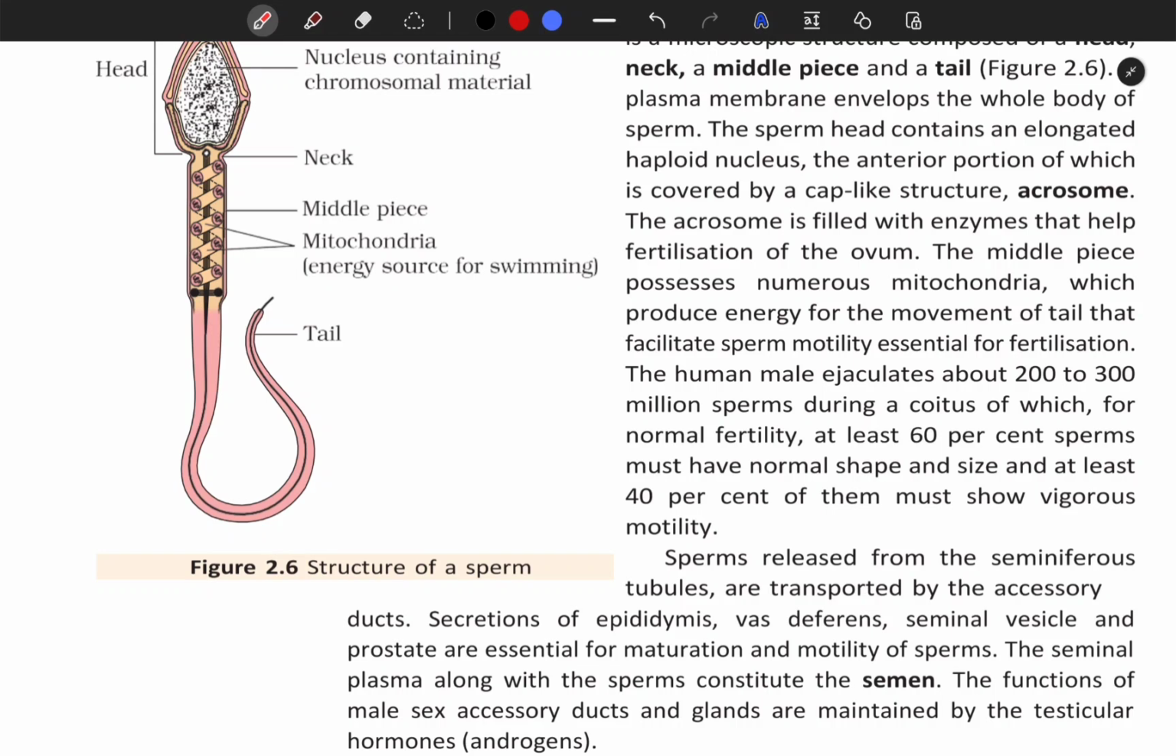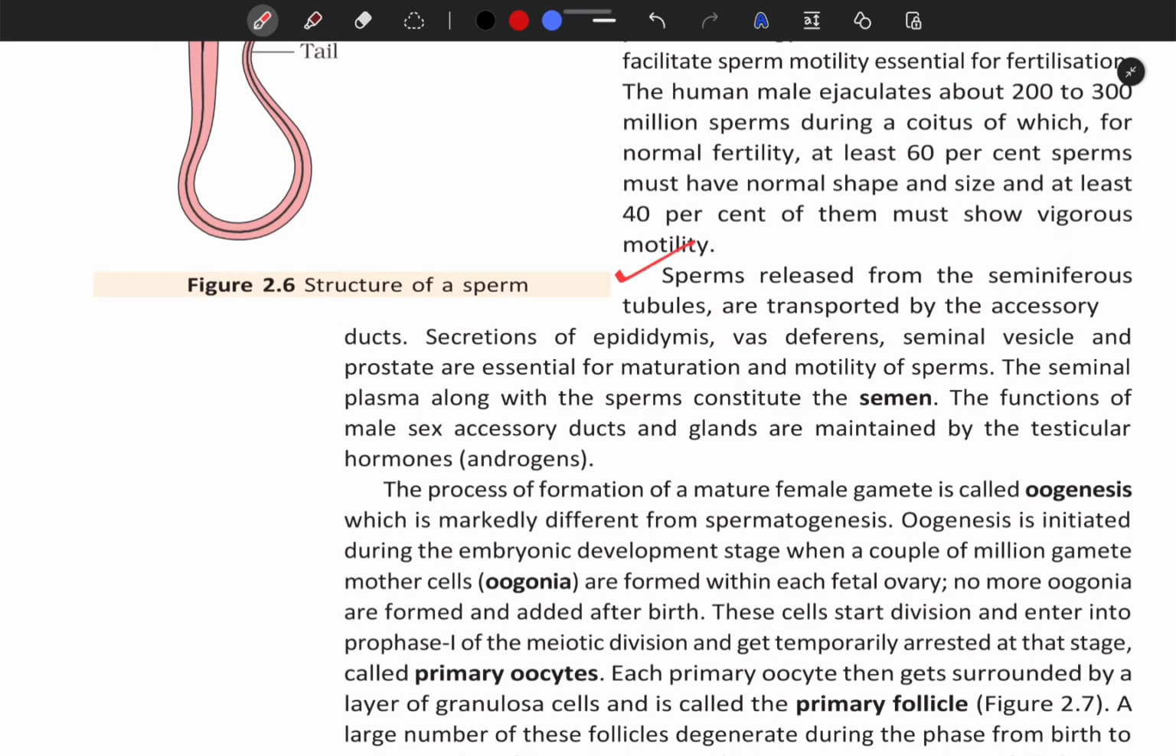The human male ejaculates about 200 to 300 million sperms during a coitus, of which, for normal fertility, at least 60% sperms must have normal shape and size, and at least 40% of them must show vigorous motility. Sperms released from the seminiferous tubules are transported by accessory ducts.